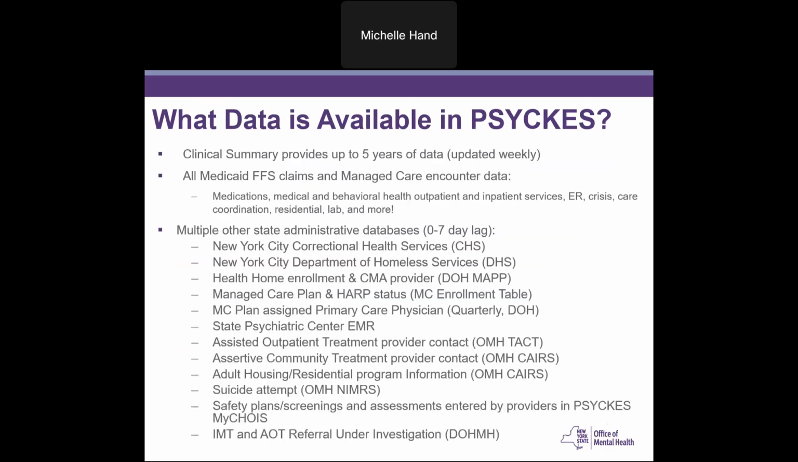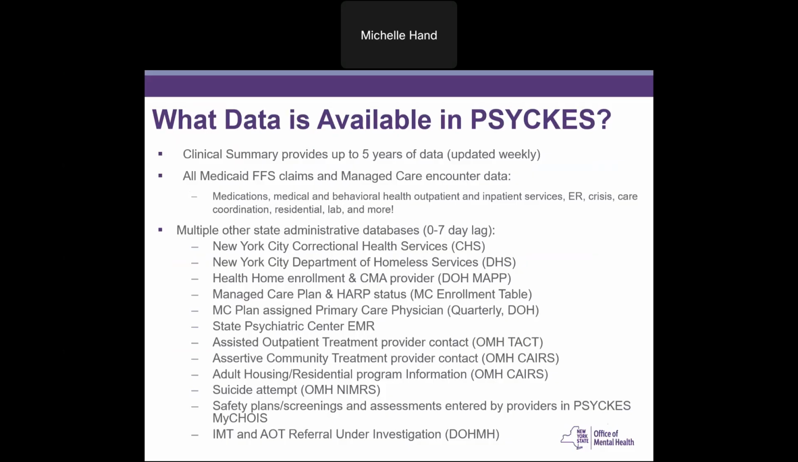What data do we have in PSYCKES? So there's a lot of data funneling into our application, into the client level clinical summary. And again, that provides up to 5 years worth of data and is updated on a weekly basis. So we have two different buckets of data coming into our application. The first bucket is Medicaid fee-for-service claims and managed care encounter data. And the second source that we have is other state administrative databases. And these two data sources combined really help to provide that full clinical picture of the client.